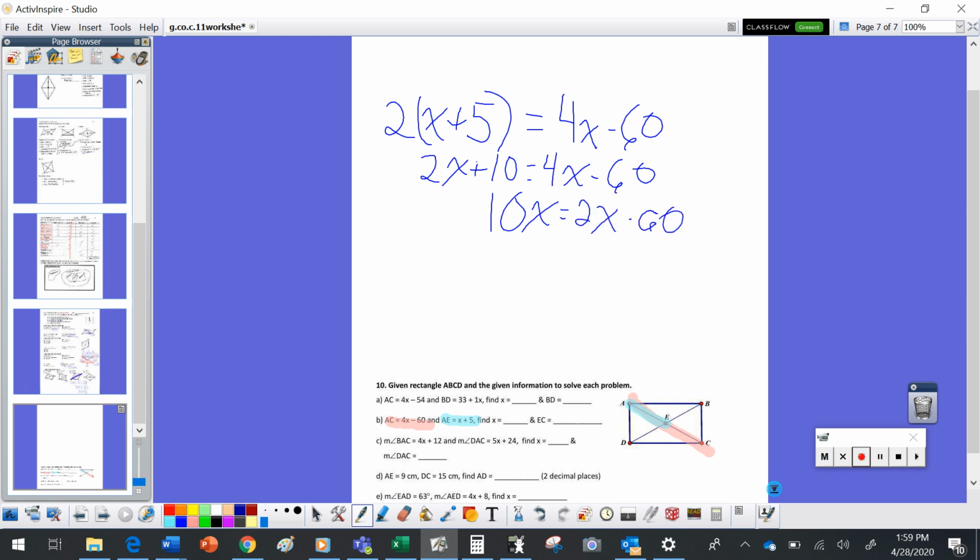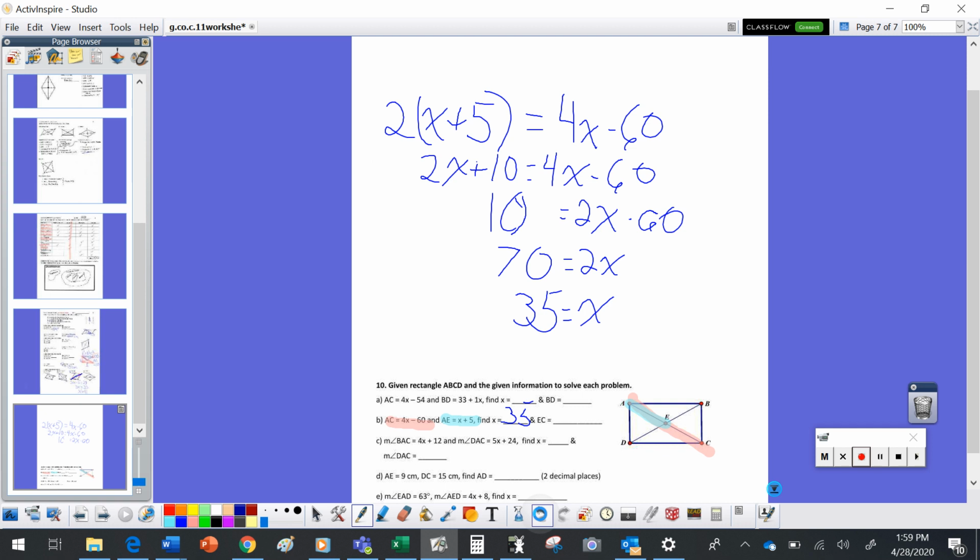Move all of our x's to one side, we get 10 equals 2x minus 60. Okay, so add 60 to both sides, and 70 equals 2x. Divide both sides by 2, and 35 equals x.